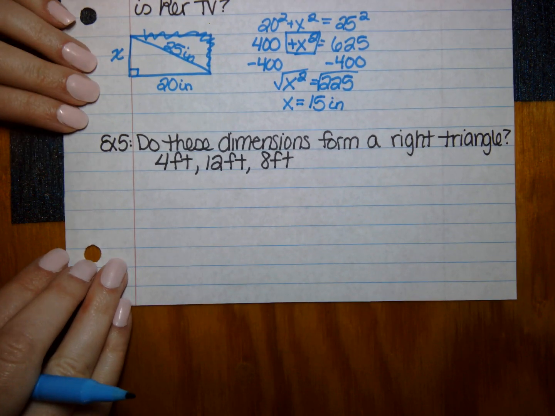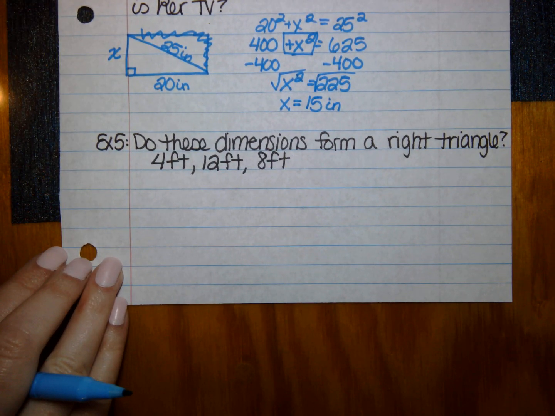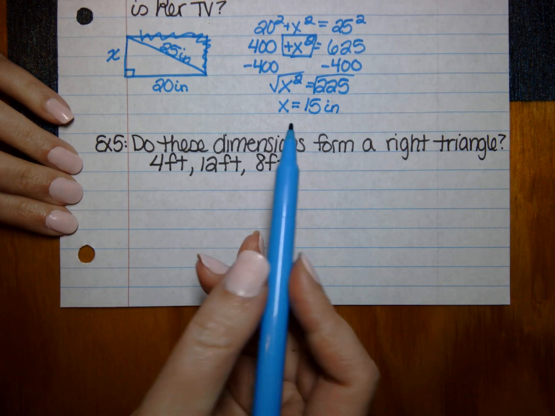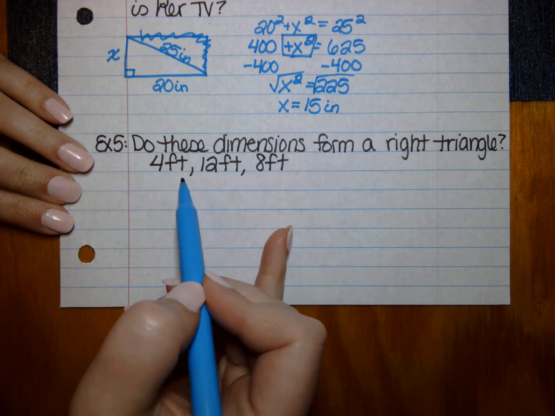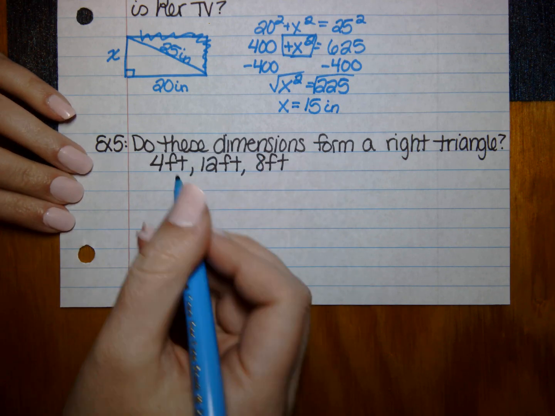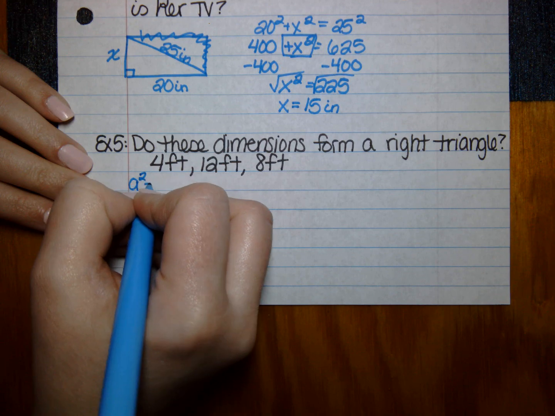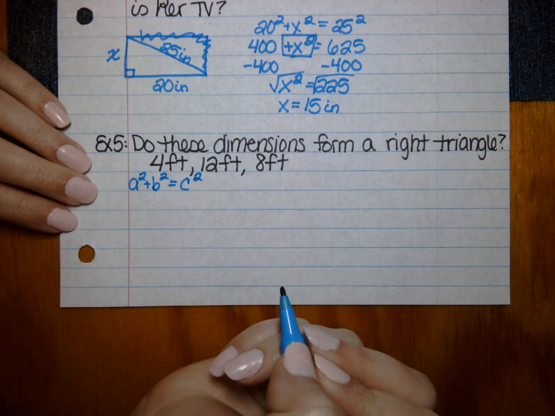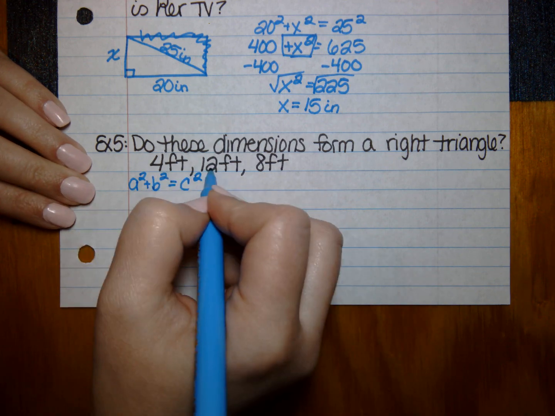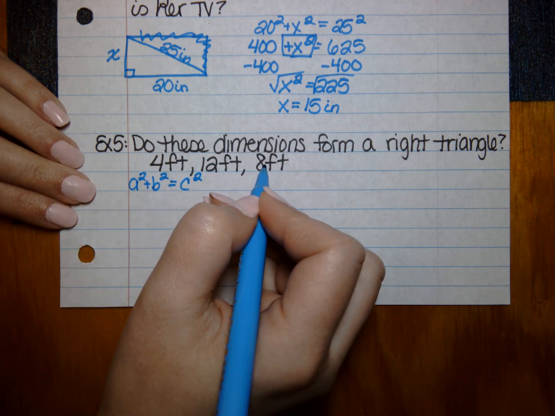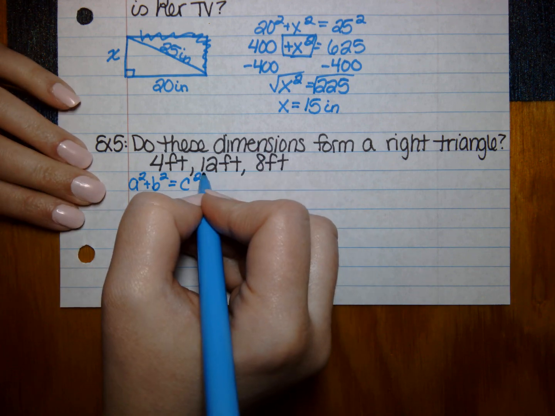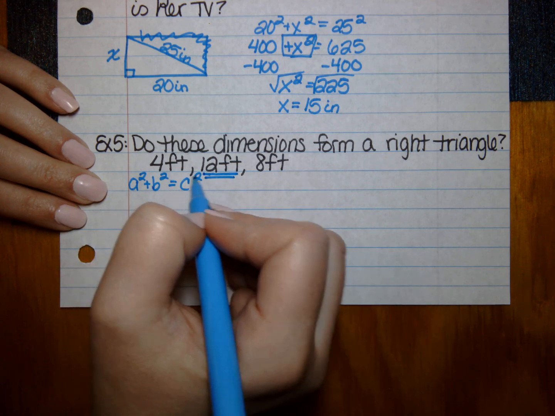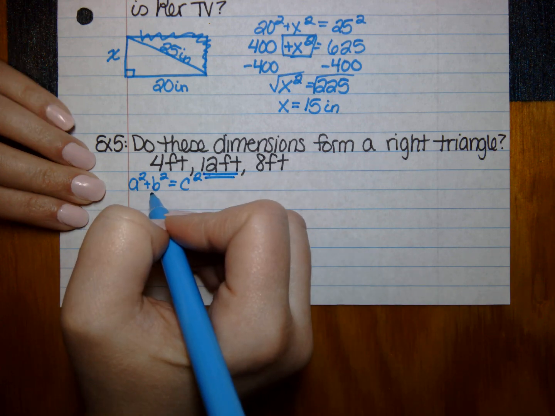And the last kind of problem, this is why at the beginning I said that your hypotenuse is always the longest measure, because it wants to know, do these dimensions form a right triangle? So we know in order for it to form a right triangle, a squared plus b squared has to be the same as c squared. The first thing you need to do is find which of these 3 measurements is going to be your hypotenuse. Since the longest one is always your hypotenuse, that's going to be my 12. So 4 feet and 8 feet are your A and B.